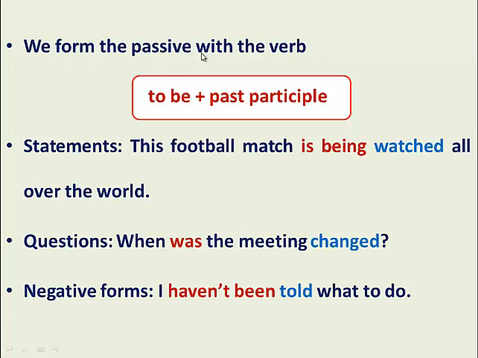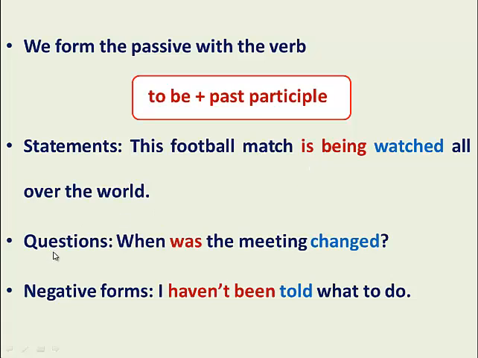We form the passive sentence with the verb to be followed by the past participle. Here is an example of the passive voice used in a sentence. This football match is being watched all over the world. Is being is the verb to be in the present continuous tense, followed by the past participle of the verb watch. Is being watched is a verb in the passive voice.